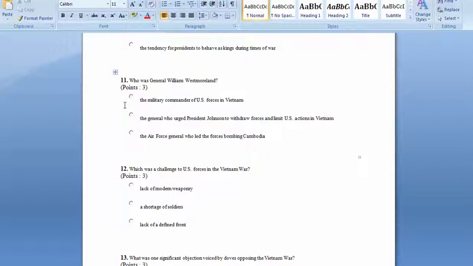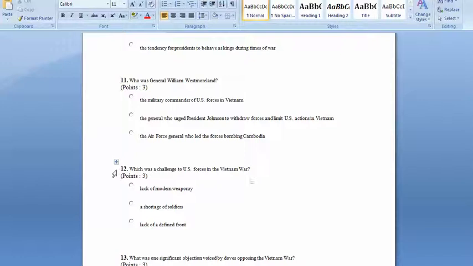Number 11, who was General William Westmoreland? The military commander of U.S. forces in Vietnam, the general who urged President Johnson to withdraw forces and limit U.S. actions in Vietnam, or the Air Force general who led the forces bombing Cambodia.